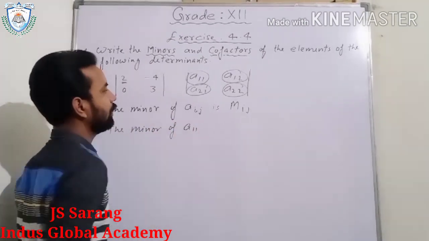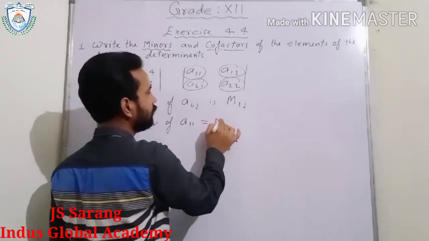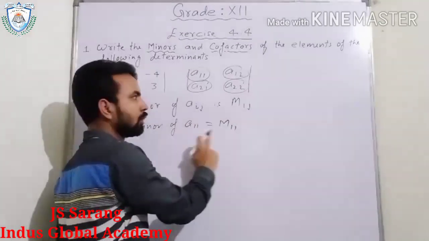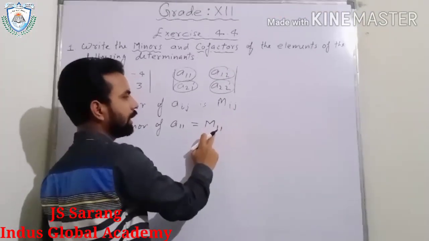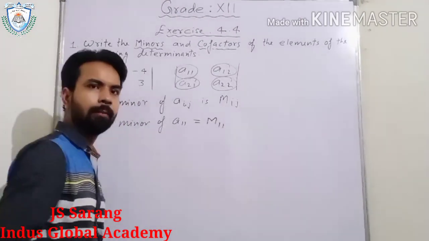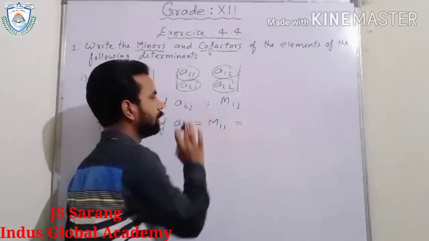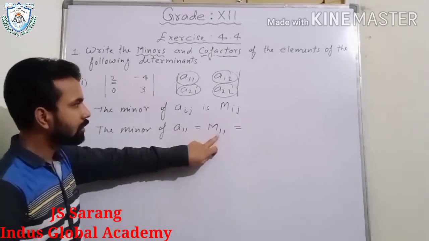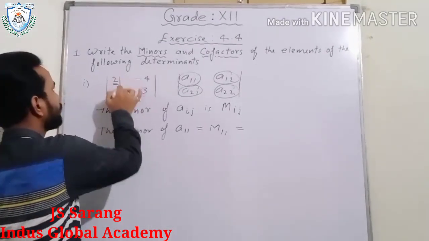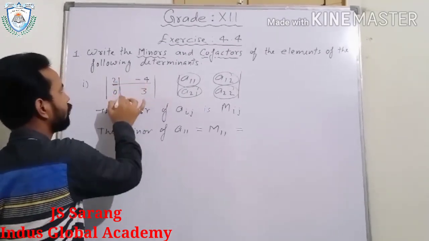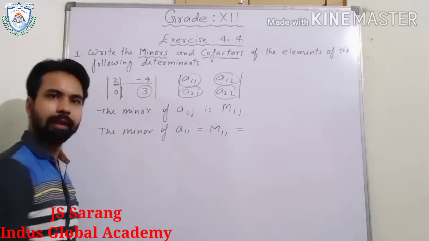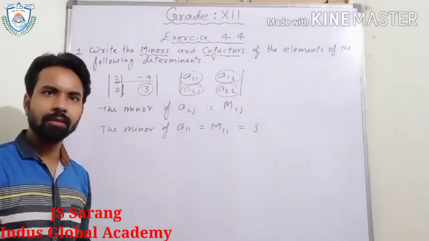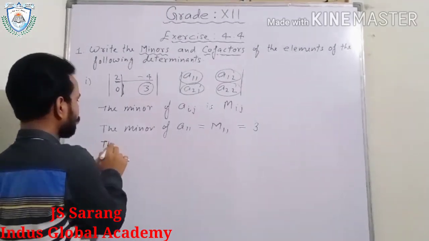So you have to write here the minor of A11. This equals M11 because i is 1 and j is 1. So its minor will be Mij, means i is 1 and j is 1. So it is equal to M11. And how can we find M11? Beta, if we want to find M11, what will we have to do? We will hide first row and first column. So what is left here? 3. So this will be the minor of A11. Hope it is clear.